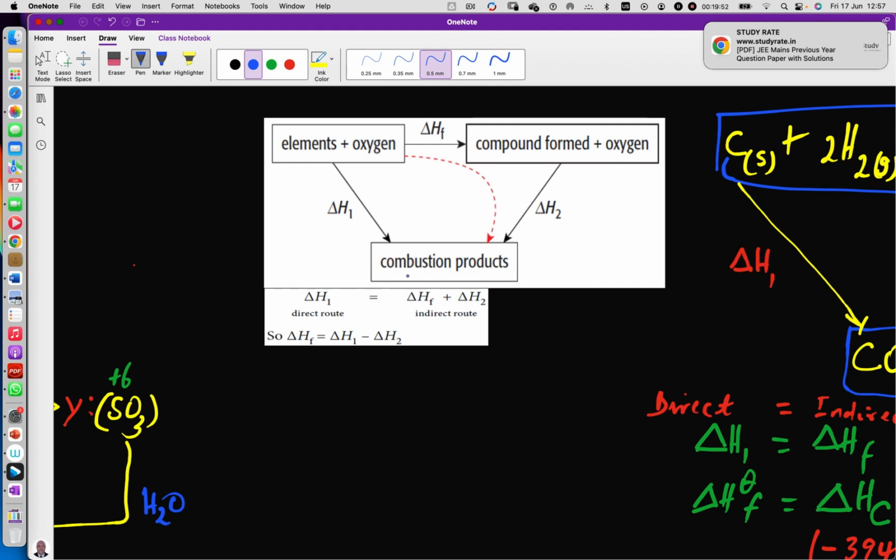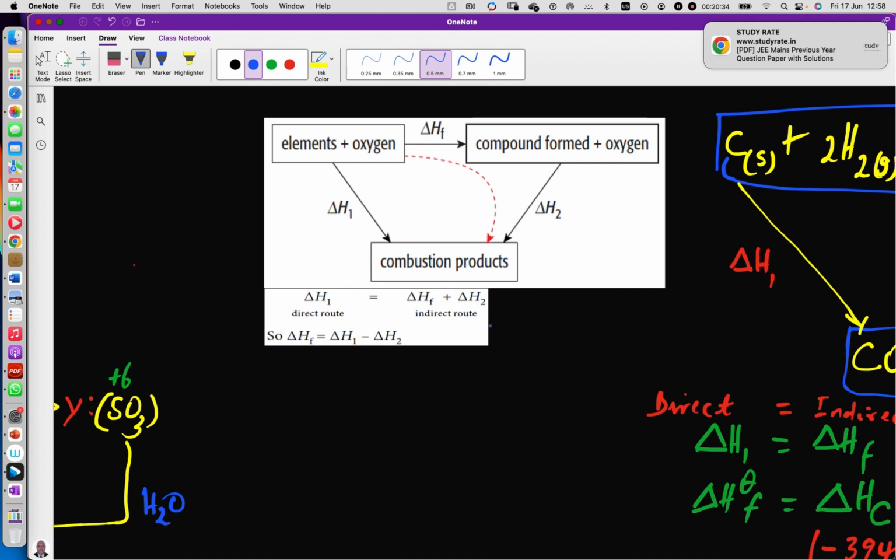That is, to reach the combustion product, we can go directly, we can combust the elements and they will give our products. But there's another way, which is indirectly: we form the products first, and after that we combust them to have the final or combustion product. That is Hess's law. In order to form our equation, the direct route equals the indirect route. The indirect route, which is the dotted line, is enthalpy of formation plus enthalpy 2. Then the direct route is enthalpy 1.